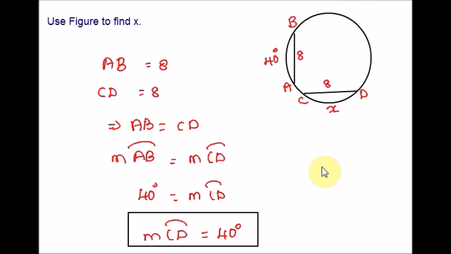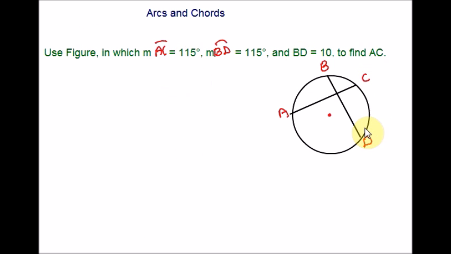That's it for this example. Hope you're clear with this example. So this is just a circle with two minor arcs equal in measure. Please look at this example.